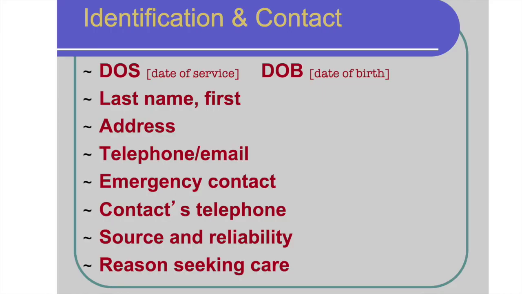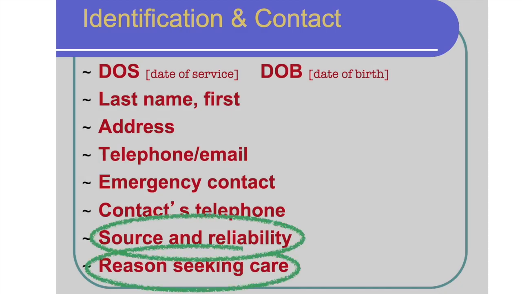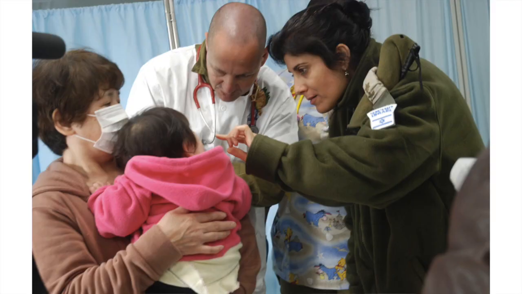So fairly obvious, we're going to gather some demographic information. Two things on this list that may not be self-evident are source and reliability and reason for seeking care. Source refers to who is the person that's giving the information. Usually it's the patient themselves, but not always. What if the patient is 12 months old? It's probably a parent or a caregiver who's the source for that information.